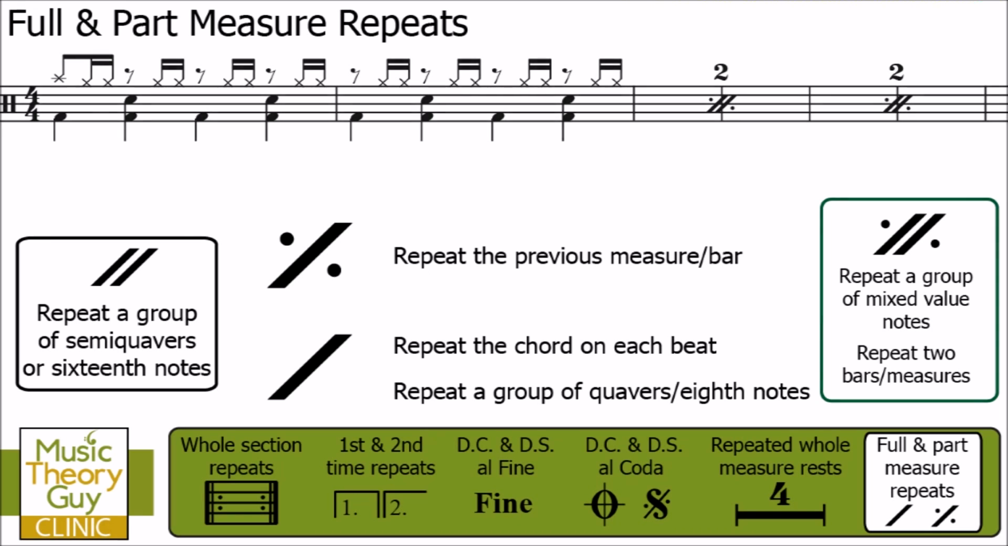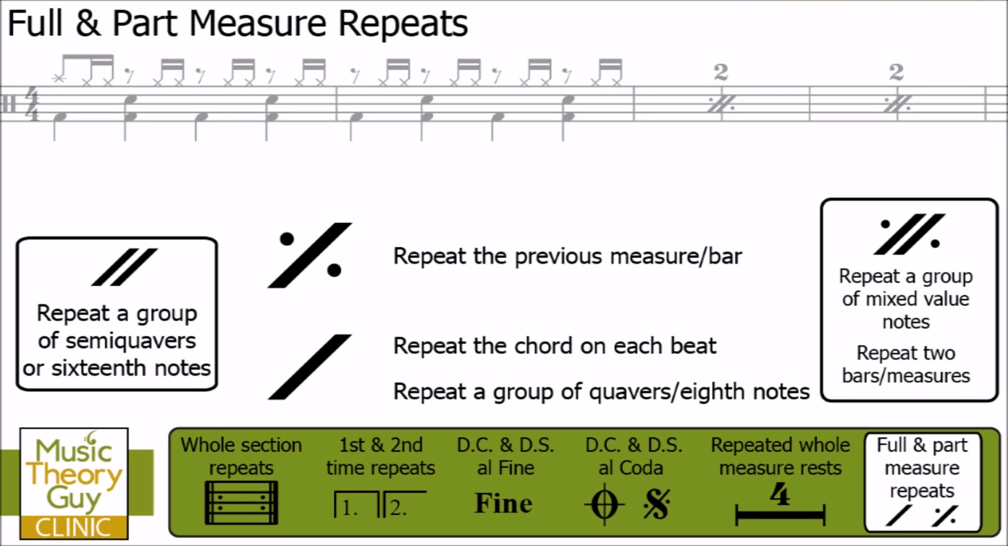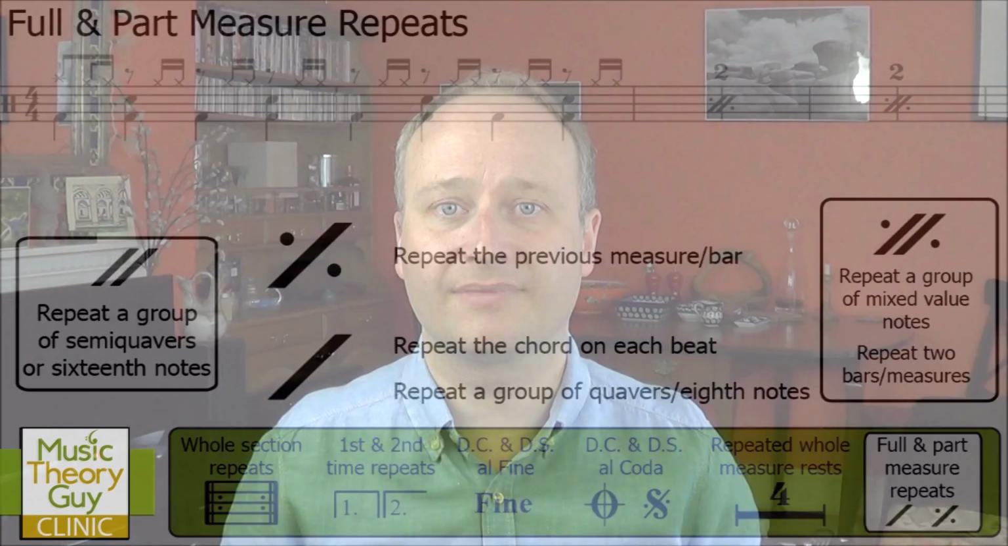So this final symbol has 2 functions, but notice that when it's going to be used to represent repeat 2 bars or measures, it cuts straight through the bar or measure line. That's how you can tell the difference between whether it's representing repeat 2 bars or measures or repeat a group of mixed value notes.